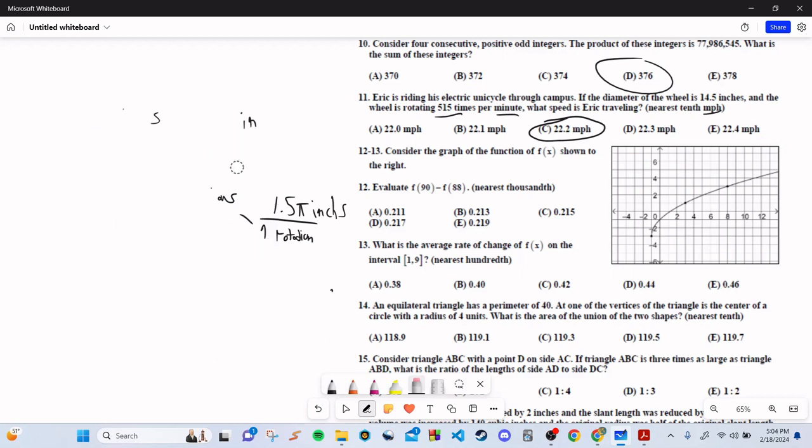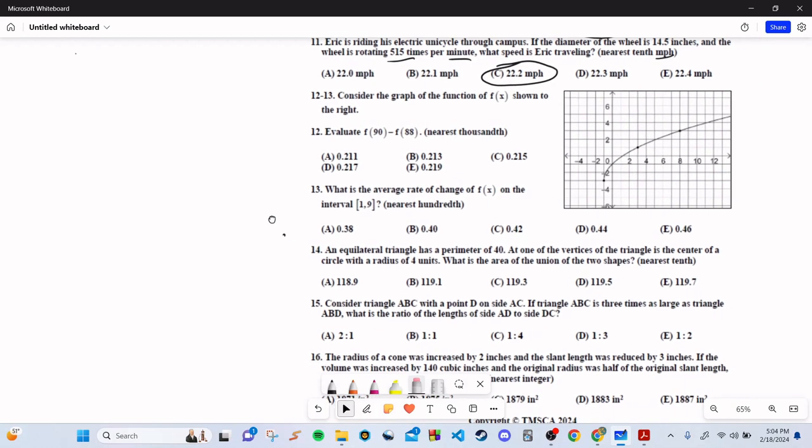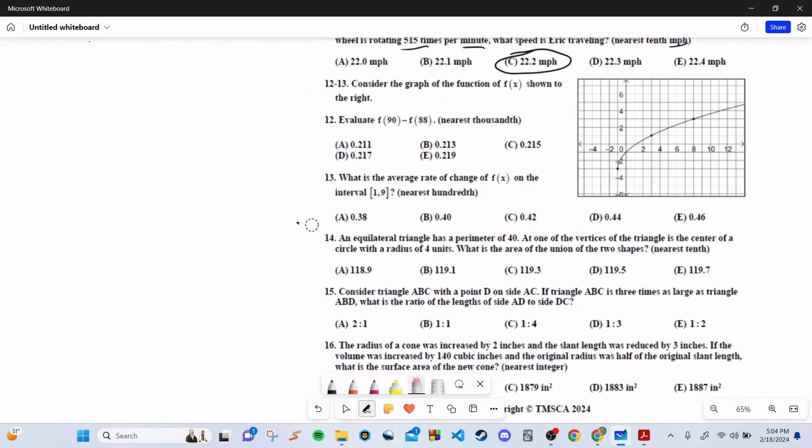All right. Okay, so now we got another graph question. So, okay, for number 12 and 13. Okay, so we want to evaluate f of 90 minus f of 88. Okay, so this kind of graph right here is very similar to the graph of the square root of x. And so I'm guessing this is some transformation of that graph.